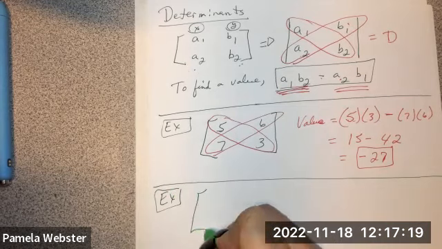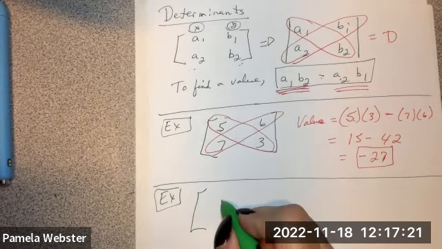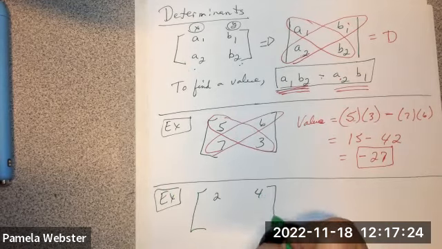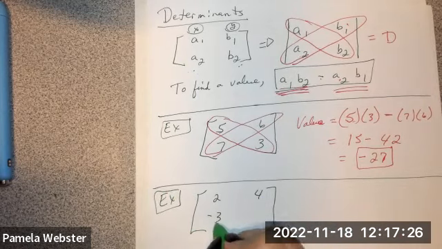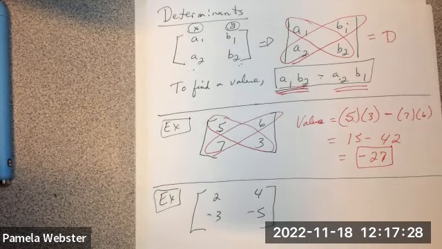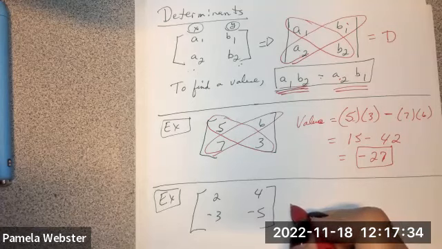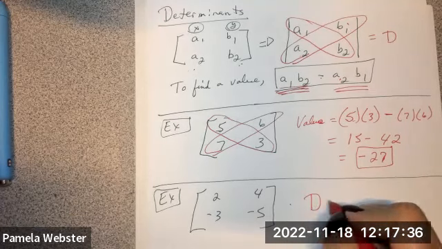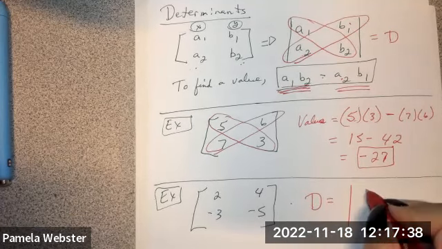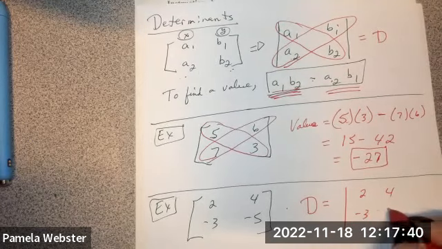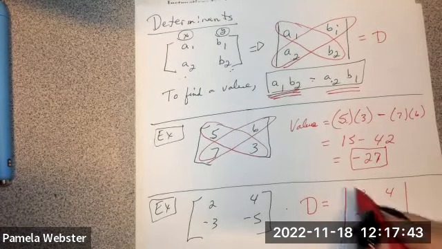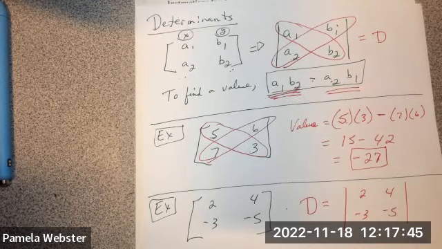Okay. We've got 2 and 4 on the first row, and we've got a -3 and a -5. And all I want us to do is just find the value. So this is going to turn into my determinant is equal to 2, 4, -3, -5. And when I look at it like that, I say, oh, I'm just going to do that butterfly thing.